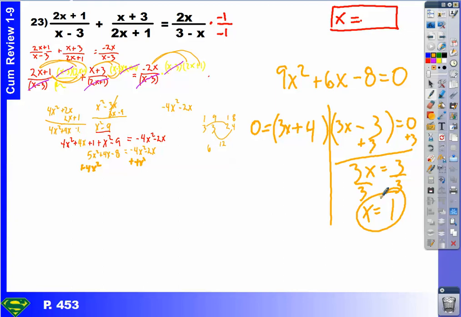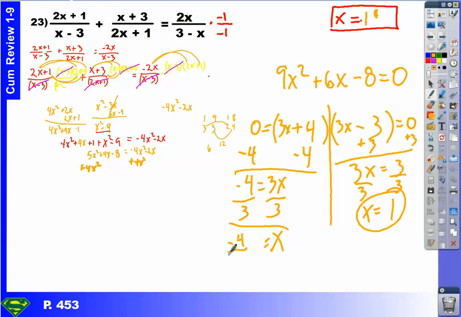All right. So then that's one of our answers. We'll subtract 4 from both sides on the other one. So we have negative 4 is equal to 3x. Now what? Divide by 3. So I get x is equal to negative 4/3. And that is my answer.